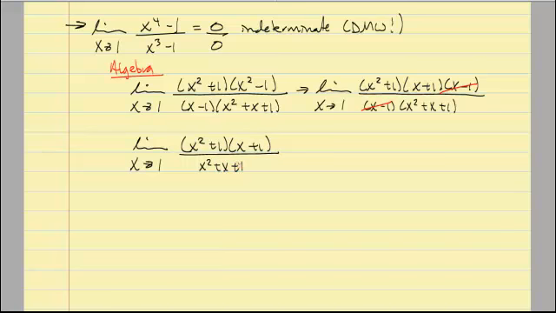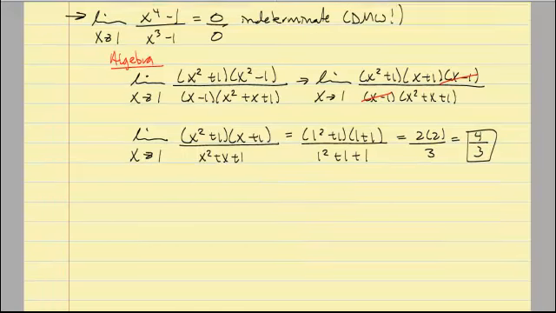And we should be able to take the limit now. Let's go ahead and plug in that 1. 1 squared plus 1 times the quantity 1 plus 1, divided by 1 squared plus 1 plus 1. So it looks like I have 2 times 2 over 3, or 4/3, is my limit. And of course you can check that in Maple. You can look at it graphically as well.